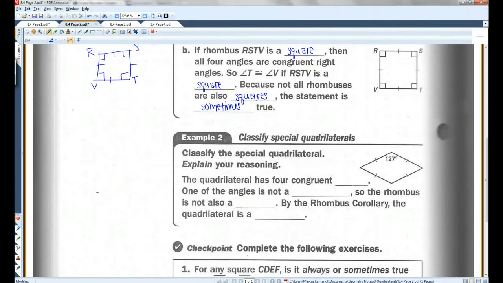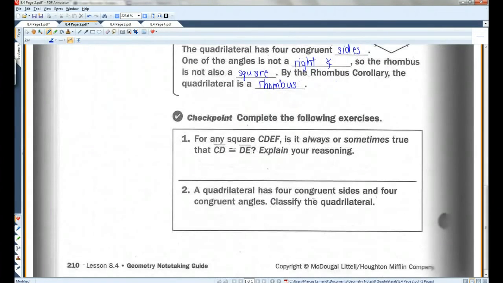Alright, let's take a look at example 2. Classify the special quadrilateral. Explain your reasoning. The quadrilateral has four congruent sides. One of the angles is not a right angle. So the rhombus is not also a square. By the rhombus corollary, the quadrilateral is a rhombus, because it has four congruent sides, but it does not have four right angles. Alright, I'll let you guys do the checkpoint.